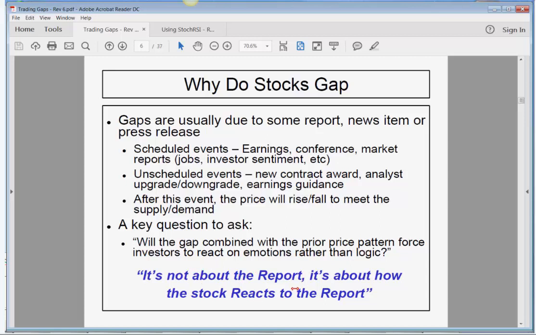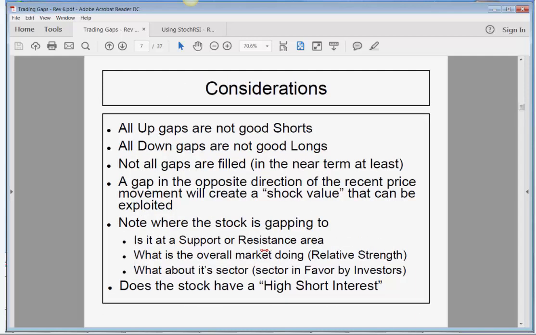It's how the stock reacts to the report. So the whole idea is that if we know that news is coming out, that's an easy one to plan for. And then we can get ourselves out in front of what's going on. Not necessarily trade ahead of it, but at least plan. Here are some considerations that I use, and I think you should consider as well.